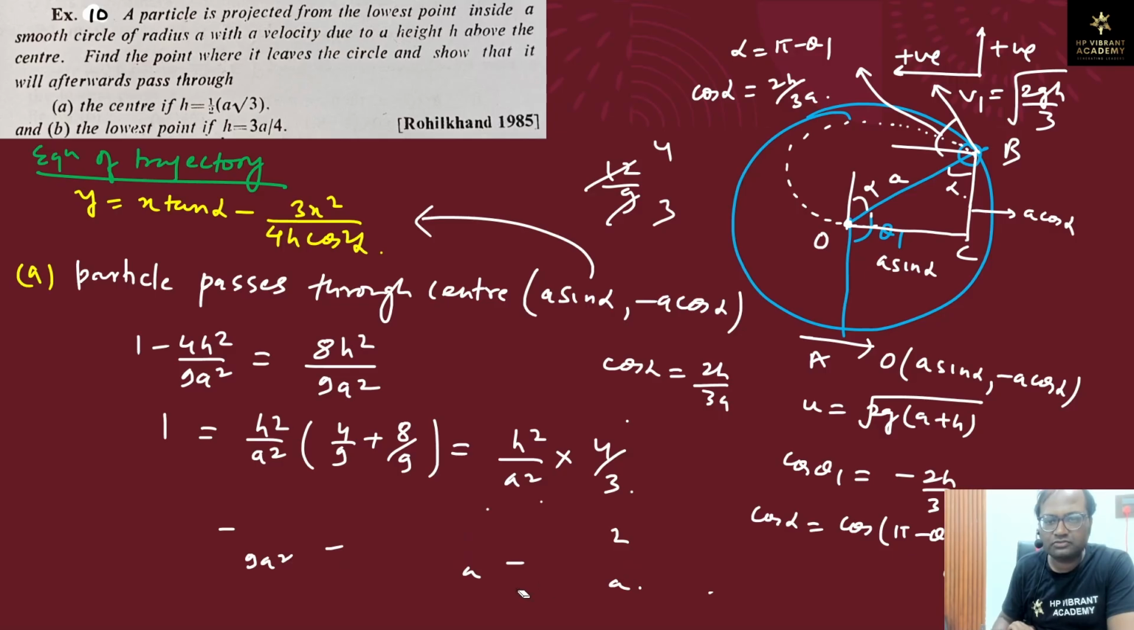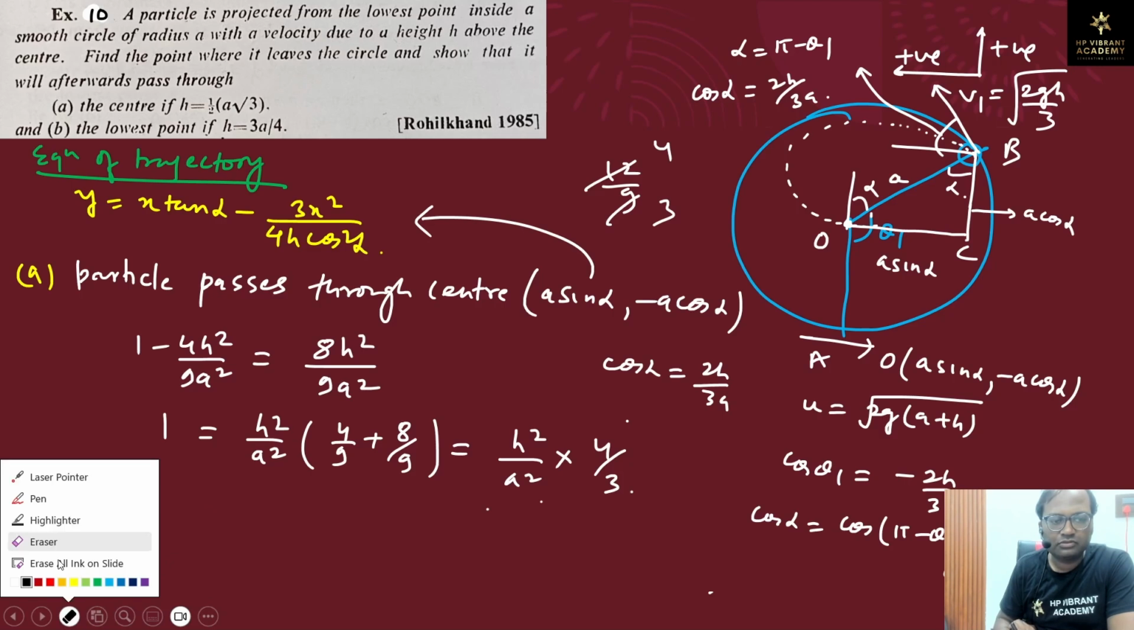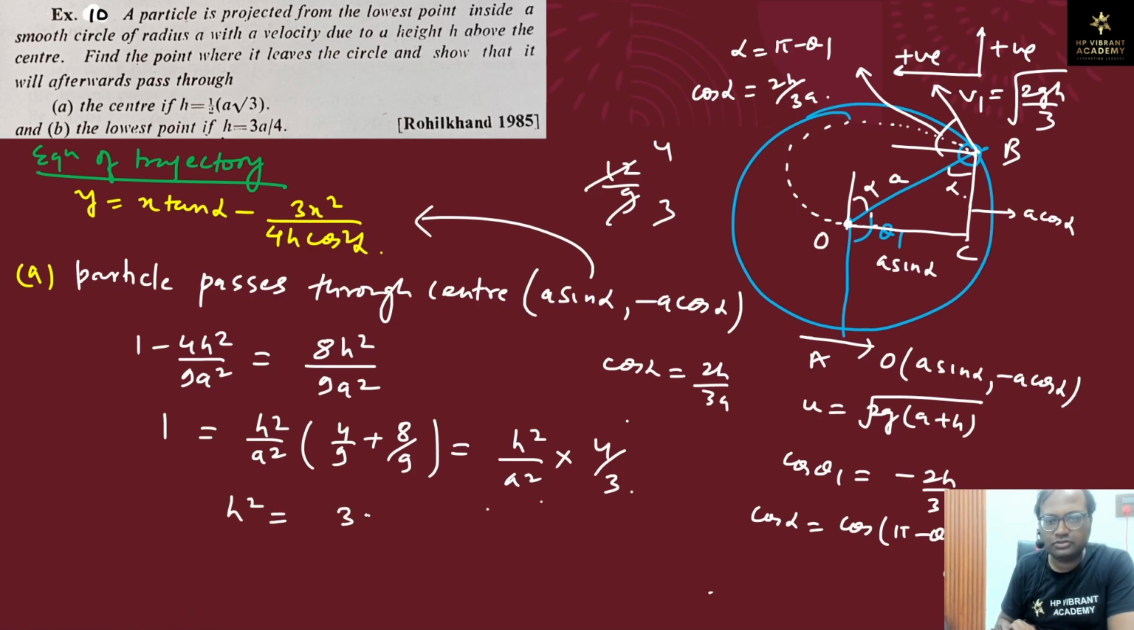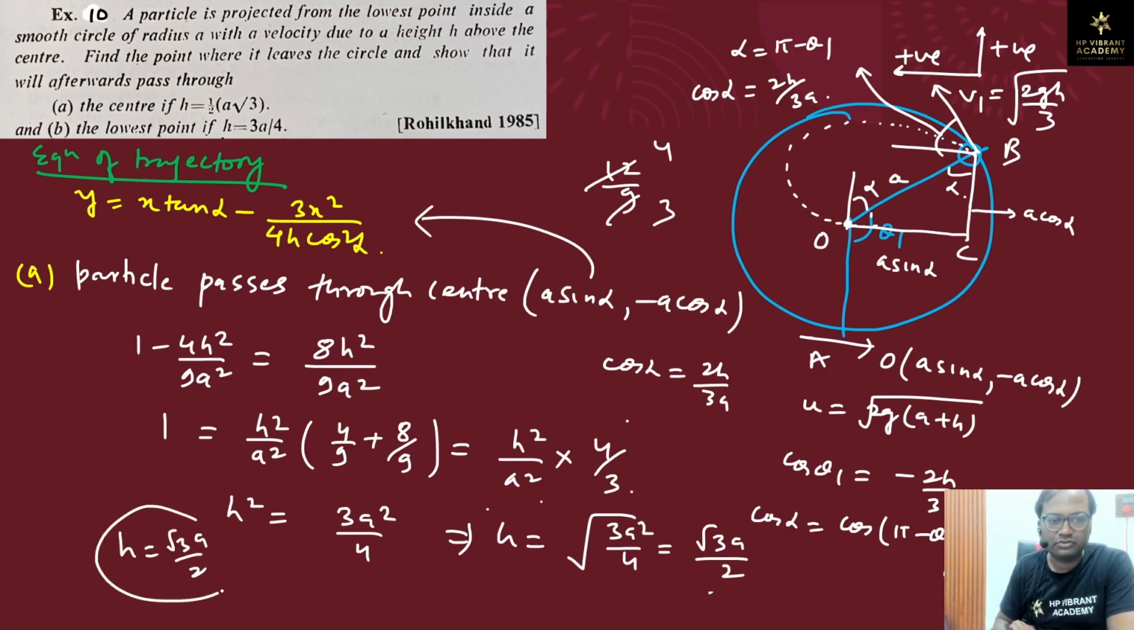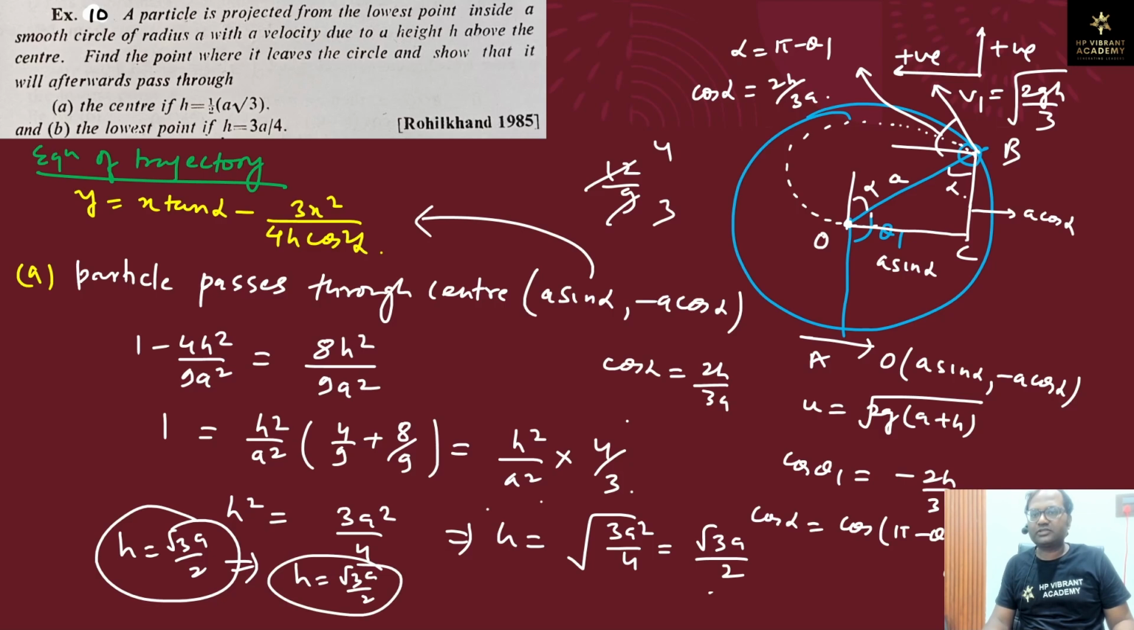So we have h square is equal to 3a square upon 4. This means h is equal to root under 3a square upon 4. This is root 3a upon 2. So h is equal to root 3a upon 2 is the height. If h is equal to root 3a upon 2, then the particle will pass through the center, as this coordinate is satisfying the equation of trajectory.